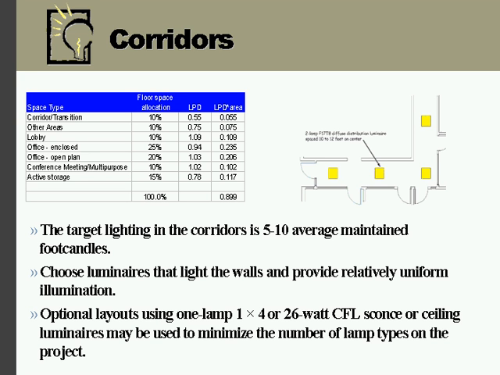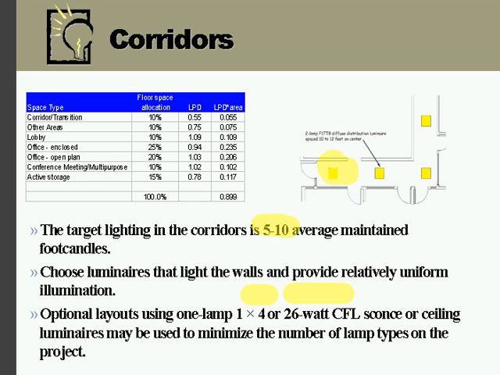Corridors, we're now dropping to around 5 to 10 average foot candles in the corridors. In this case, we're showing maybe two lamp 17 watt, one of those direct indirect, or actually one of those recessed indirect luminaires, about 8 to 10 feet apart down the middle of the corridor. Yes, you could use a 1x4 or a 26 watt compact fluorescent down the middle of the corridor in replacement of these recessed indirects and get enough light.